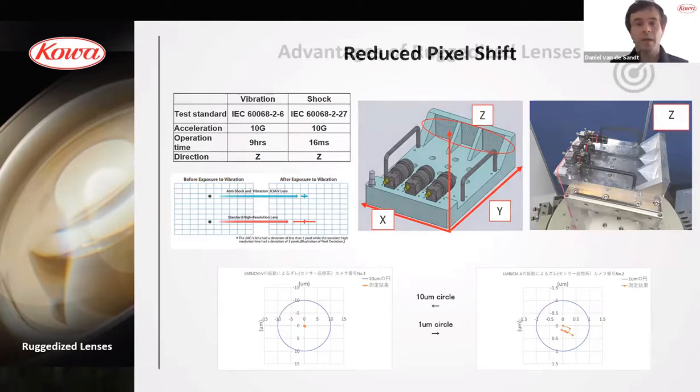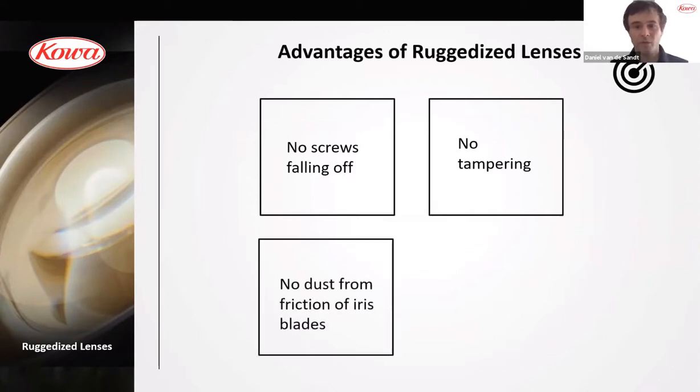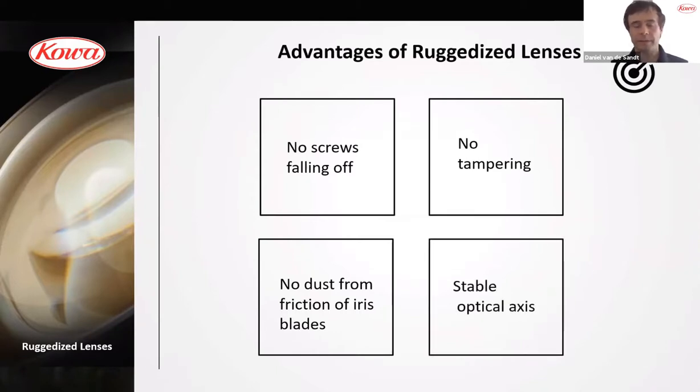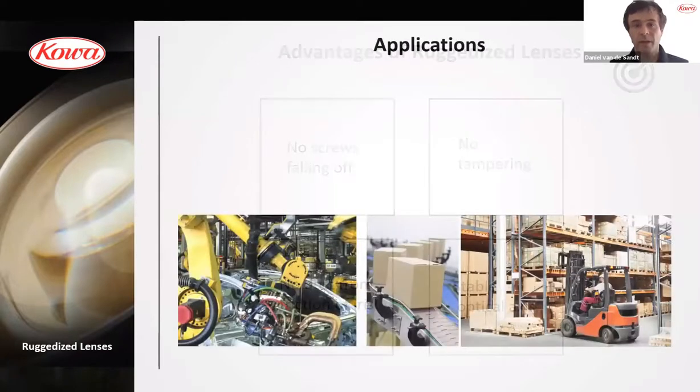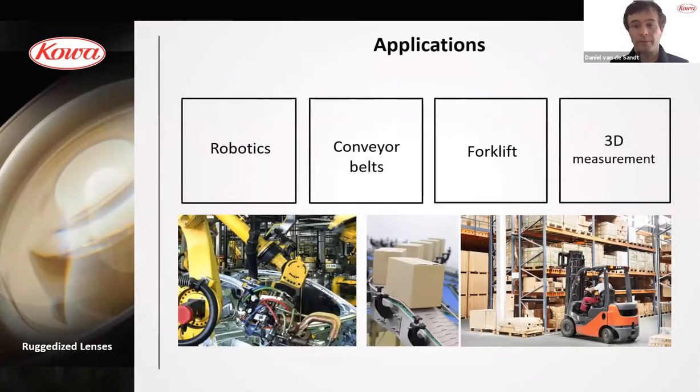As I said, the advantages: no screws falling off, no tampering, not even by mistake when somebody changes the setting of the lens, no dust from friction of the iris plate, and the stable optical axis I mentioned. And this makes these lenses exciting solutions for any robotics application, for fast-moving conveyor belts, for forklifts with mounted vision systems, and as I explained, for a 3D measurement system for which the stable optical axis is a crucial factor.